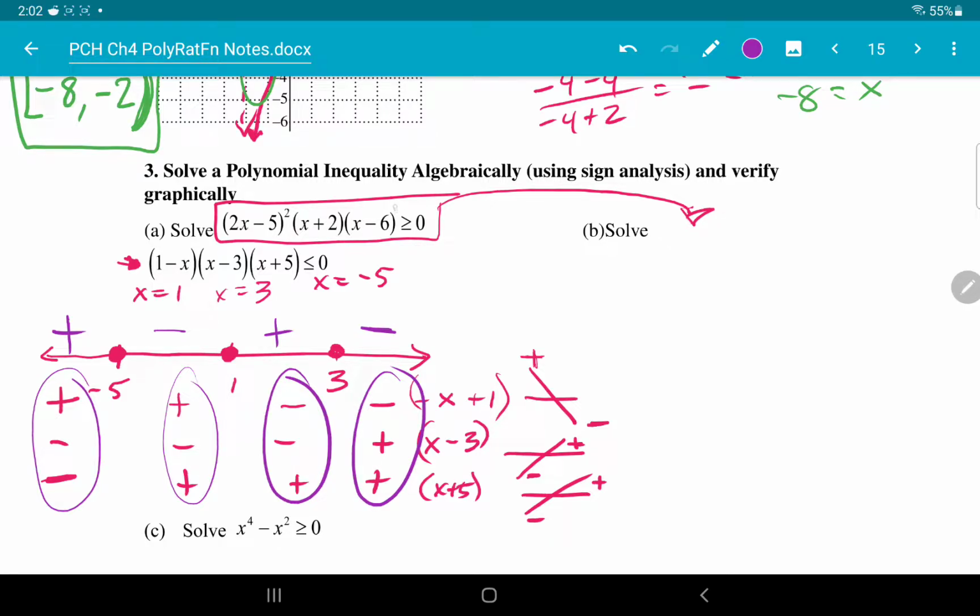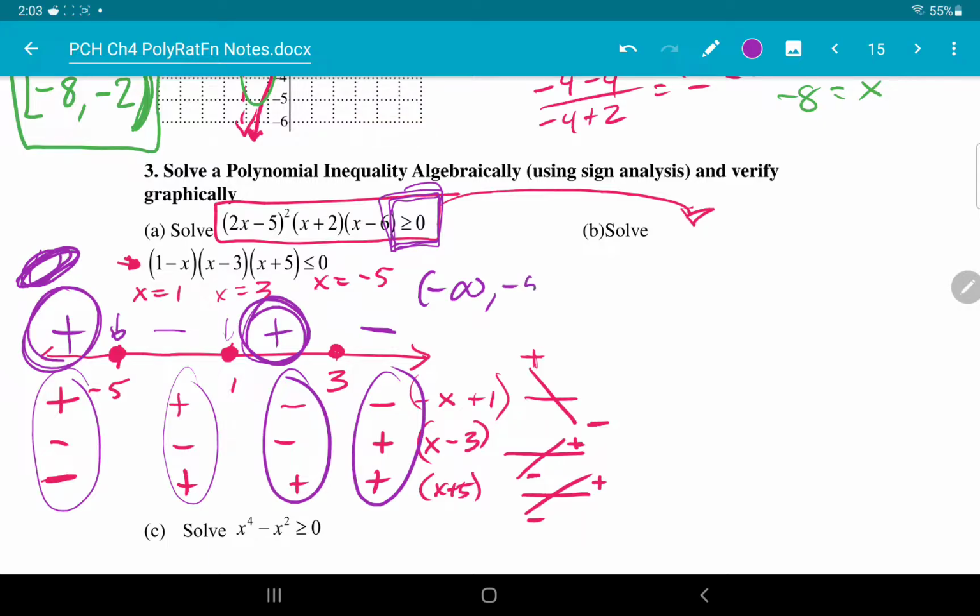We are trying to say, when is this polynomial greater than or equal to 0? Greater than means your numbers need to be positive, or equal to 0 means you can include your zeros. So as a final solution set, you can see we're starting off way over here, negative infinity, until we reach negative 5. Can we include negative 5? Sure thing, that's equal to. So include negative 5, union.